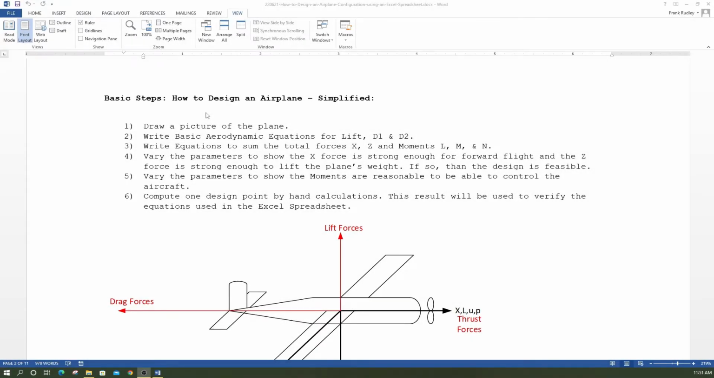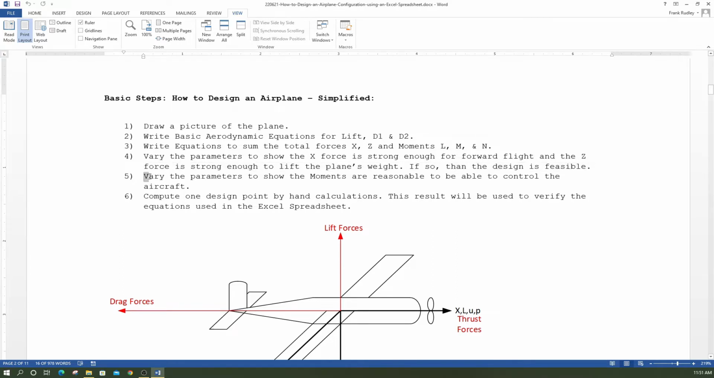Again, here's the basic steps on how to design an airplane. So you want to draw a picture of the plane and then write the basic aerodynamic equations for lift, drag 1 and drag 2. So you want to write the equations to sum the total forces x, y, z, and the moments L, M, and N. So the next step is to vary the parameters to show the X force is strong enough for forward flight and the Z force is strong enough to lift the plane's weight. If so, then the design is feasible.